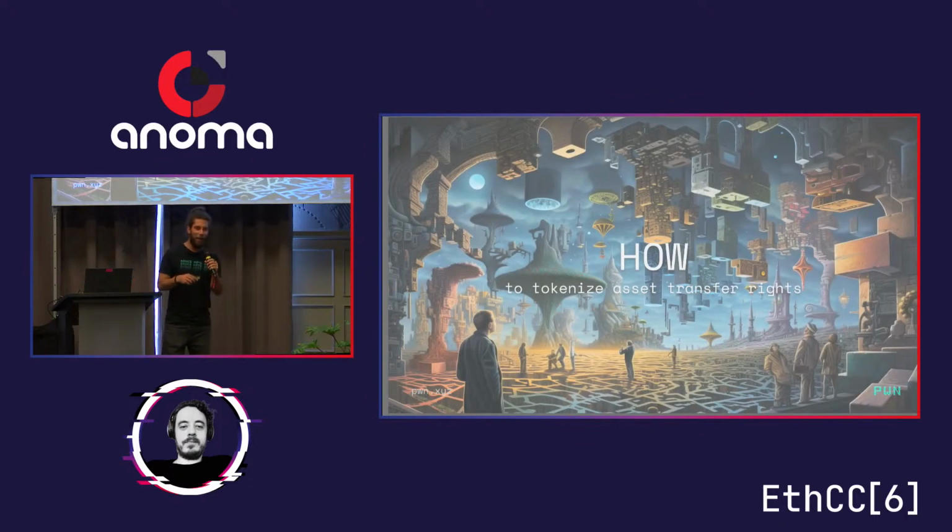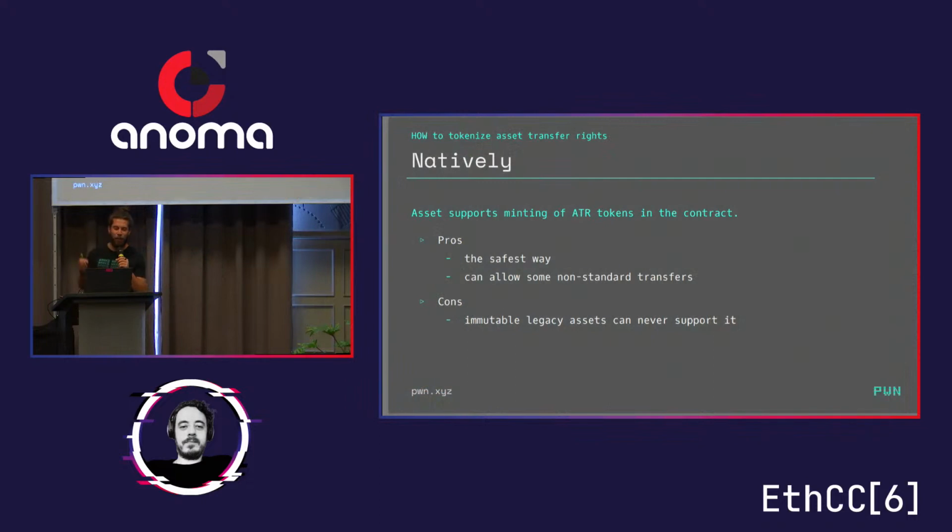So how can we build that? We have one approach, which is native. So the asset contract supports minting of the ATR token natively. This is the safest way. You can even allow some non-standard transfers. So let's say there is a project where you can stake your asset, and if the project is able to guarantee that the ATR token holder is always able to transfer it back to himself, you can let the original owner actually stake it and unstake it back to the original address. That's fine. The problem with this approach is that immutable legacy assets can never support this approach.